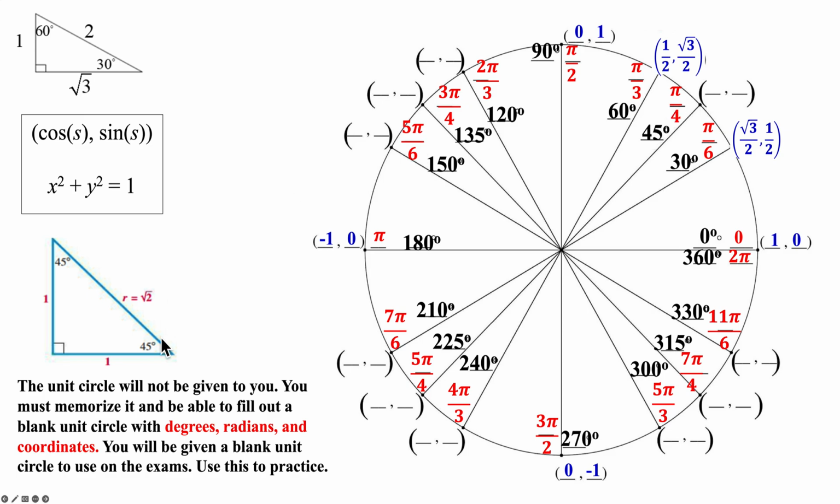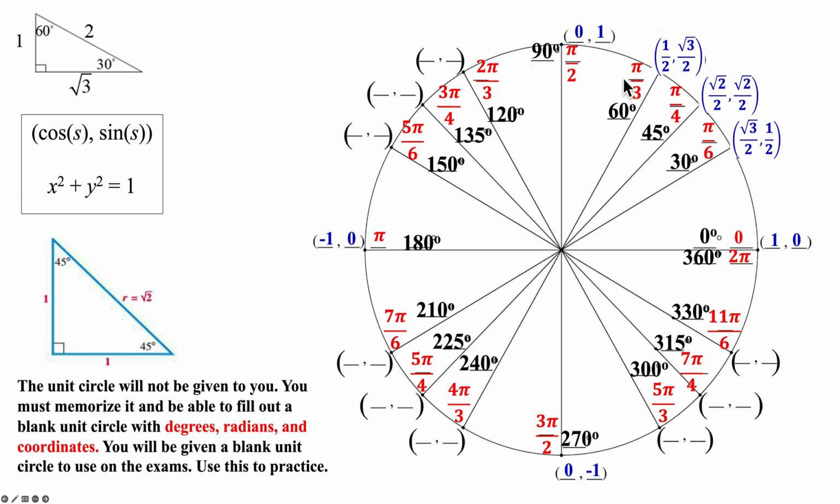45, opposite over hypotenuse, 1 over the square root of 2, rationalized to square root of 2 over 2 for both. They're both the same. So this is all you need to memorize right here, because all these other coordinates are built off of these, just like we were doing with the radians. They have little sneaky tricks.